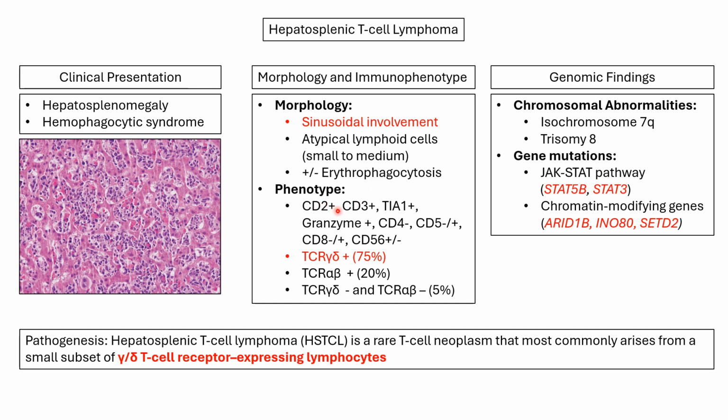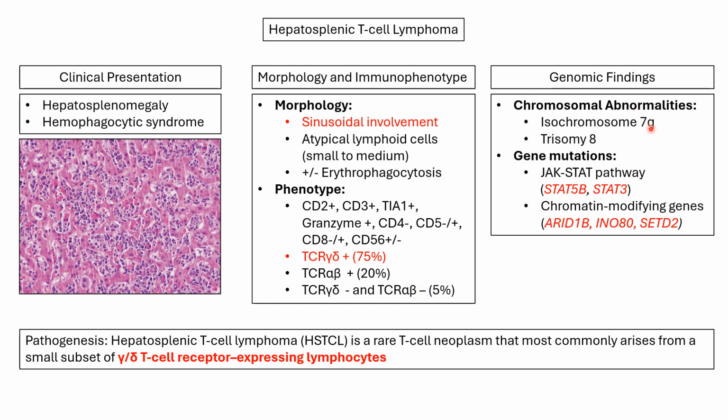And phenotypically, it marks as a T cell, so CD3 is positive, and CD2 is also positive, and they are also expressing cytotoxic markers such as TIA1 and granzyme. CD4 is negative, CD5 is predominantly negative. CD8 is also mostly negative. CD56 can be positive in rare cases. Because it's gamma delta, 75% of all the lymphomas are gamma delta, and 20% can be alpha beta, and 5% are negative for both gamma delta and alpha beta.